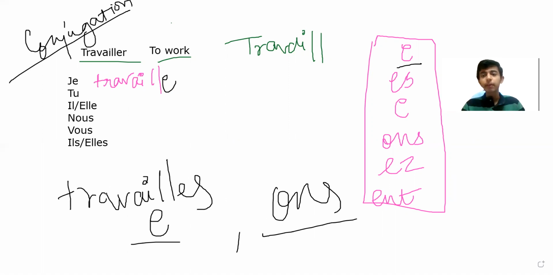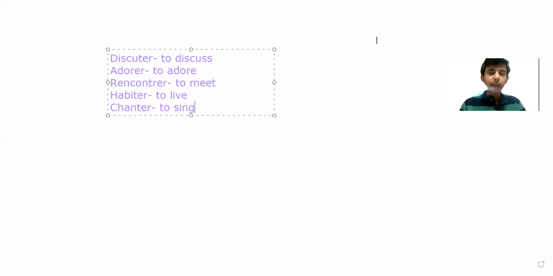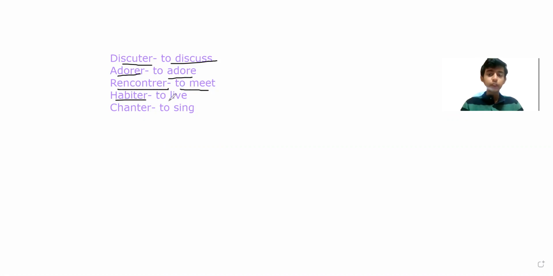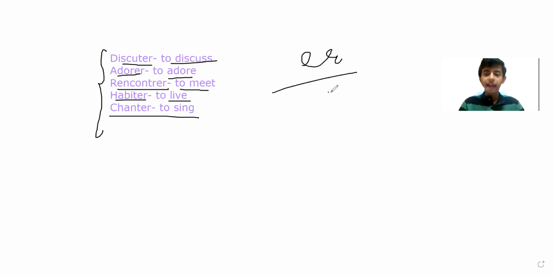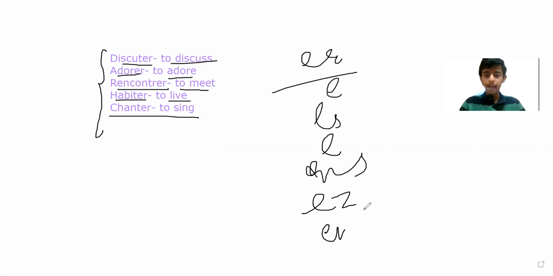Now I'll tell you some verbs. We have discuter, to discuss; adorer, to adore or to like; rencontrer, to meet; habiter, to live; chanter, to sing. These are some of the verbs, and you can make their conjugations on your own by first removing the er and adding e, es, e, ons, ez, and ent. By adding this, you can easily form any conjugation.